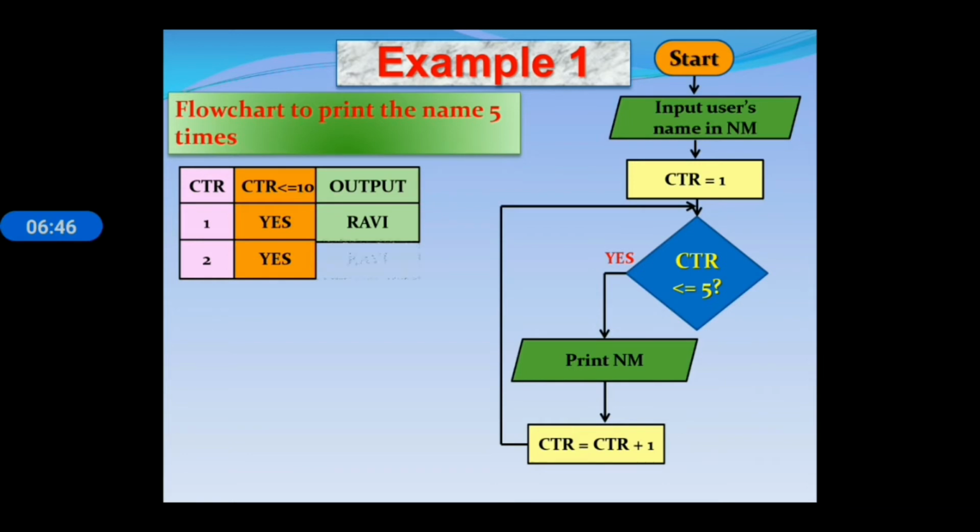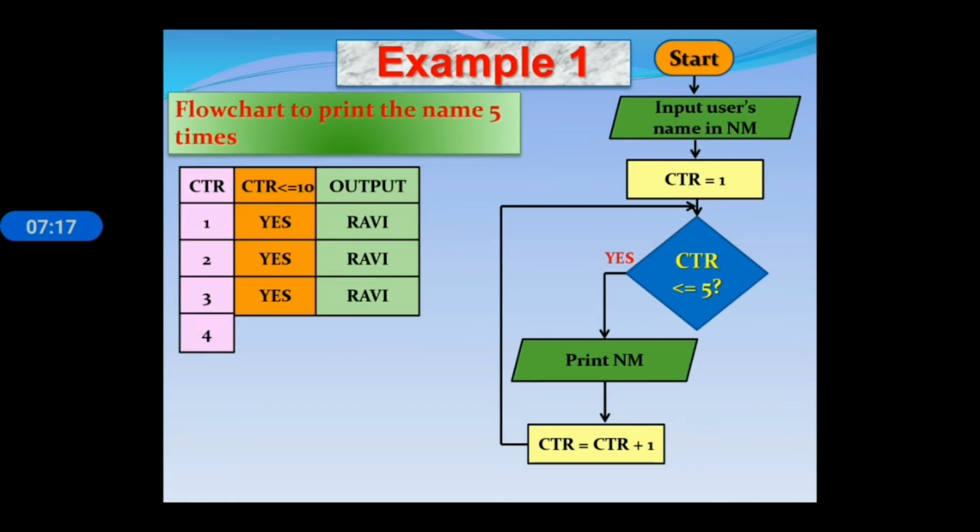Then again it will print Ravi the second time. Then again it will increase by 1 in the processing box, CTR equals CTR plus 1. Then again it will increase by 1 and become 3. It will again check whether the value of CTR is less than or equal to 5 or not. Yes, it's less, that is 3. Then it will print Ravi again.